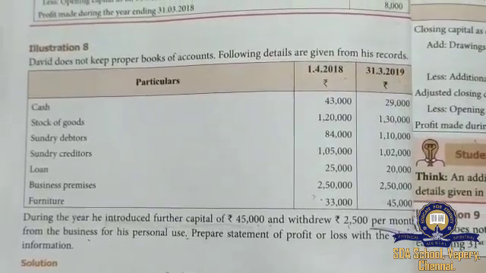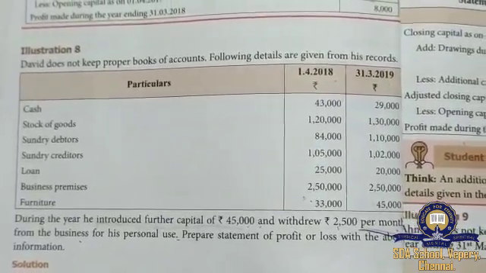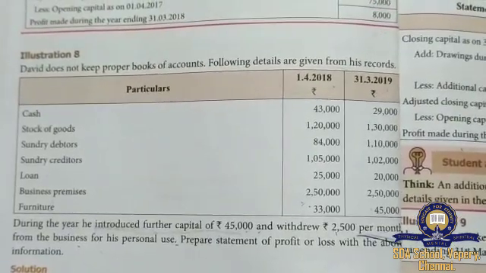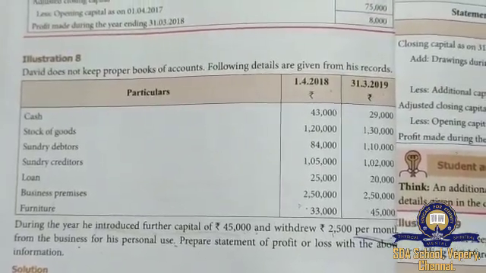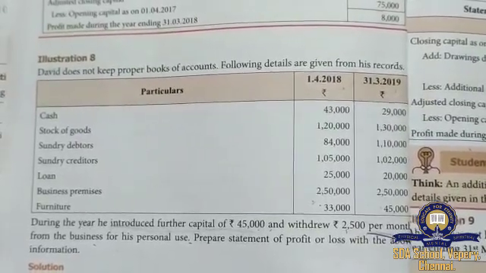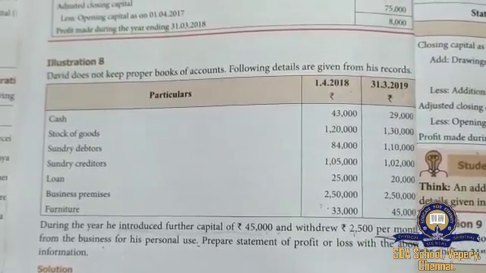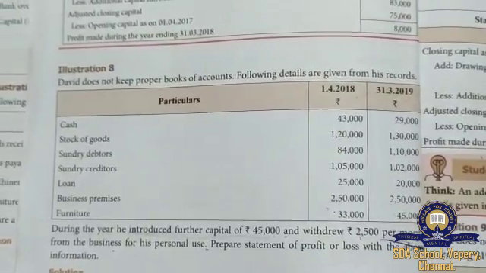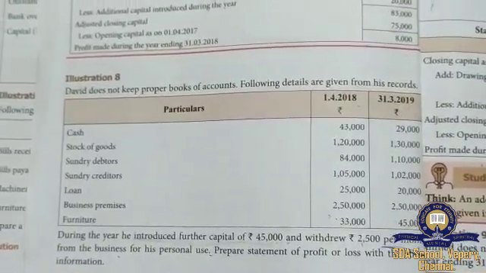Good morning, students. Last class we saw how to calculate the closing capital, and after that how to calculate the statement of profit or loss. In illustration 8, page number 12, today we are going to see how to calculate the opening capital and closing capital, and after that how to calculate the statement of affairs.